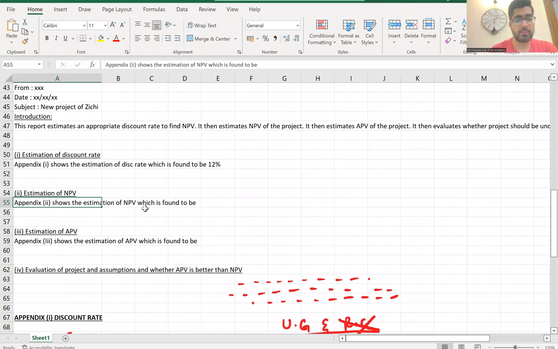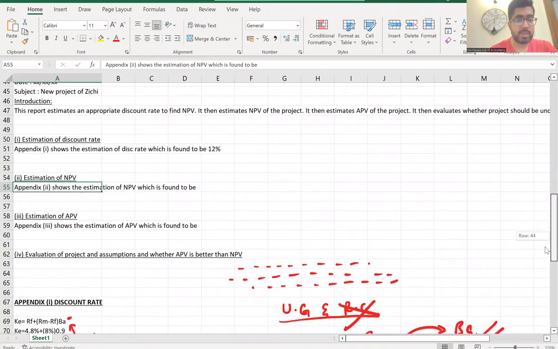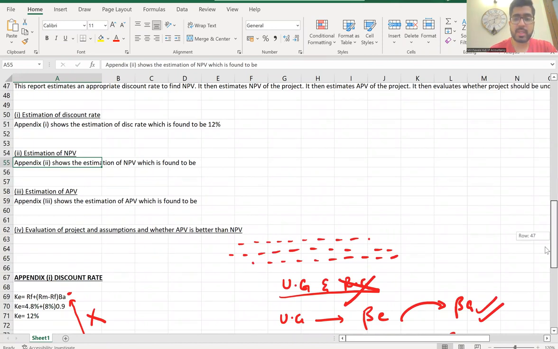Appendix two shows the estimation of NPV, which is found to be this. Then the estimation of APV: appendix three shows APV, which is found to be this. But the fourth requirement, evaluation of the project and assumptions, and whether APV is better than NPV, is discussion right there in the report.